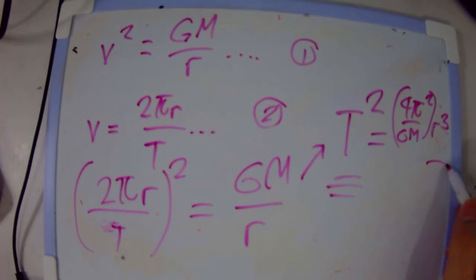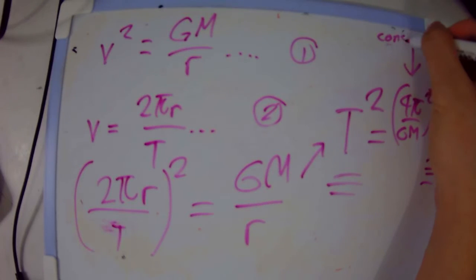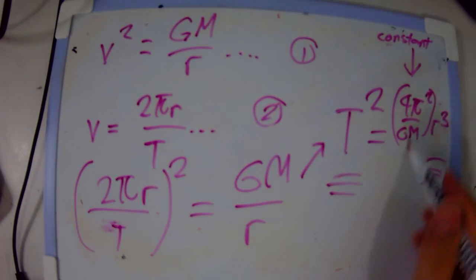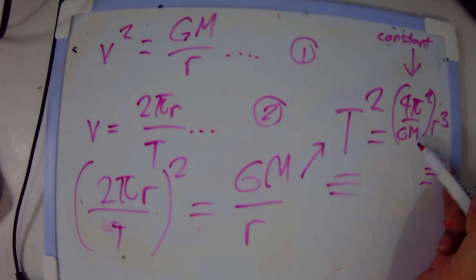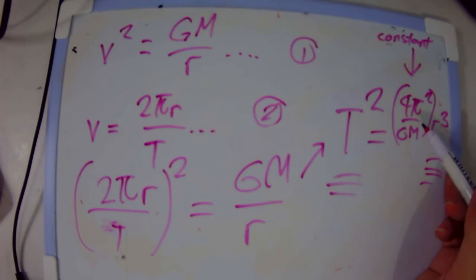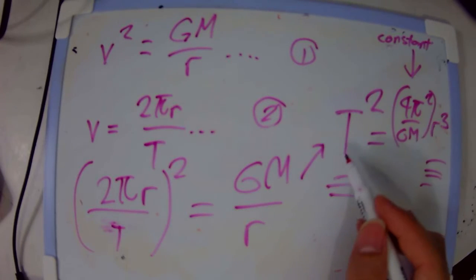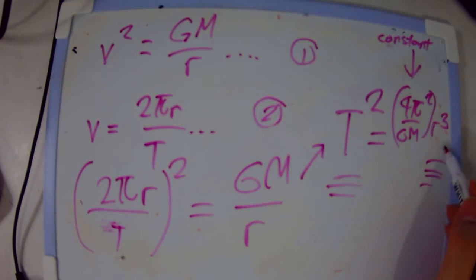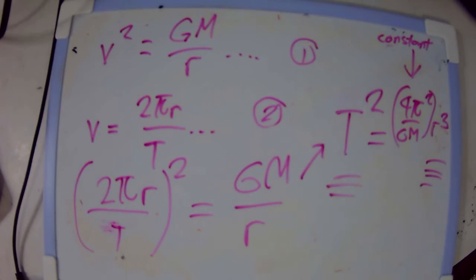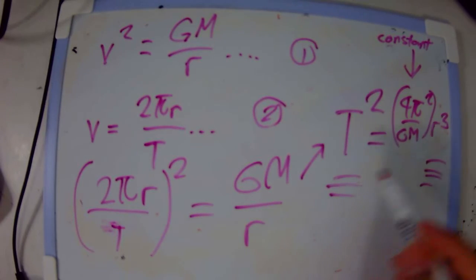T square over R cube is constant. The value of G does not change. The value of the sun is not going to change. The value of pi is also not going to change. Right? You don't change the value of pi. Pi is always going to be 3.14. So the only thing that's going to change is this one and this one. And if this one increases, then this one will increase. So that's how they came up with this. So that's it. That is the full mathematical formula.